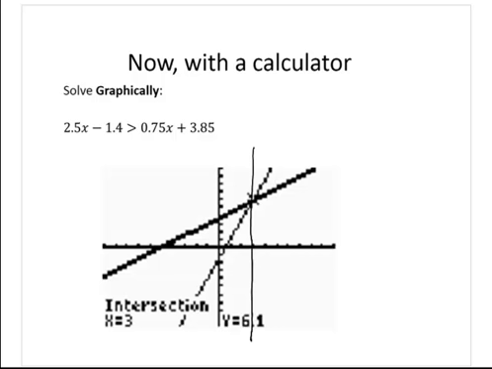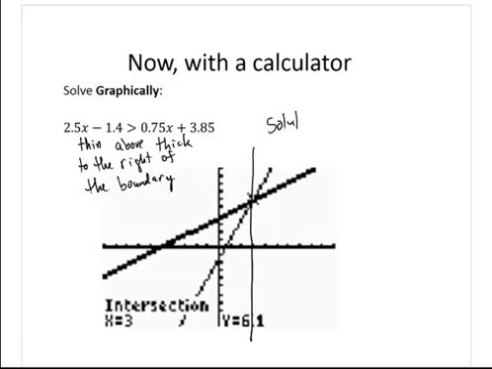That's the boundary. Now, I can't do colors, so I want the thin line to be above the thick line. Where's the thin line above the thick line? The thin line is above the thick line to the right of the boundary. The boundary was at x equals 3. So therefore, to the right of the boundary, the solution would be x is greater than 3.